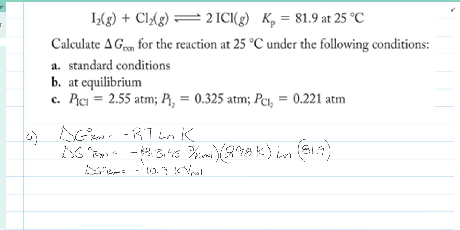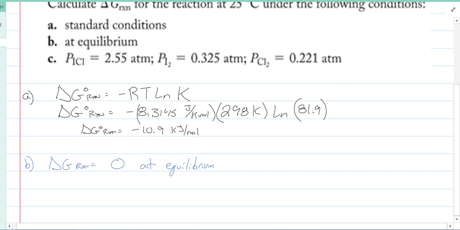For B, what is delta G at equilibrium? Now, this is not delta G standard, this is delta G. So under standard conditions, we got delta G standard. At equilibrium, we're looking for delta G, and delta G for the reaction is 0 at equilibrium. That's fun. C.